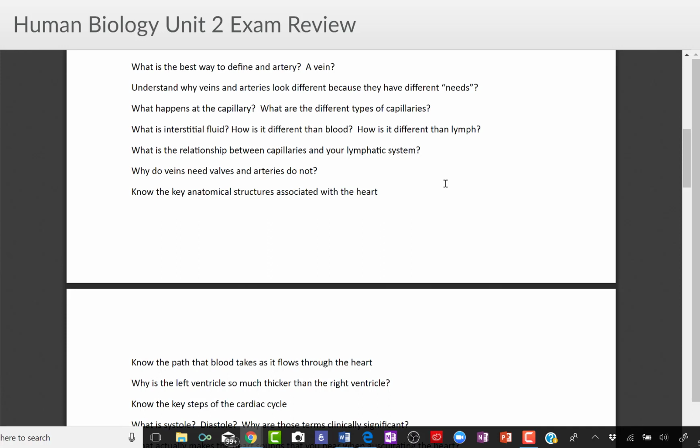All right, what is interstitial fluid? How is it different than blood, and how is it different than lymph? Interstitial fluid is the fluid between your cells. When you're talking about a single cell, you talk about intracellular fluid, the fluid inside of it, and extracellular fluid, the fluid outside of it. The fluid outside of your cells is interstitial fluid, in the space between your cells.